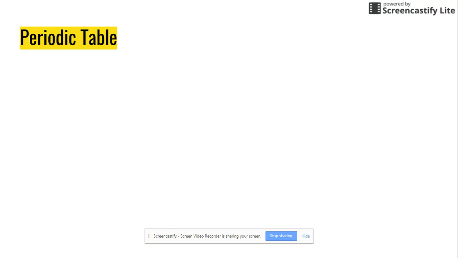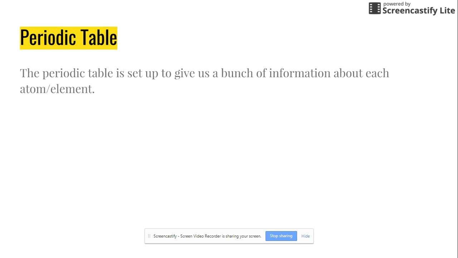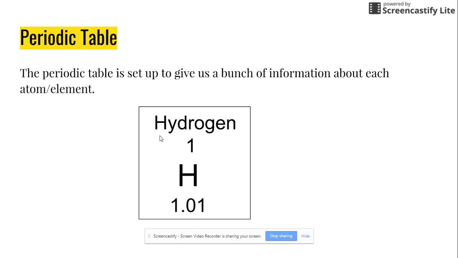All right, so first we're going to talk about the periodic table. The periodic table we're going to use from this point forward. It has a lot of information on it that we'll talk about in little pieces of time. Every periodic table you use, whether it's the one I give you or a different one, will always have a key that tells you what each number or symbol or word represents.